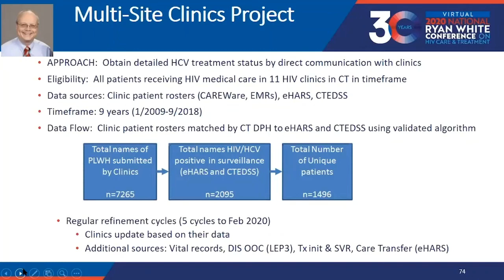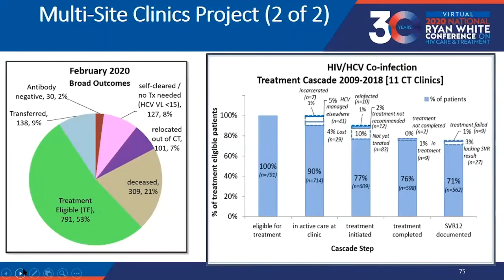So what Ralph did was he also created a cascade of care for these 11 clinics based on their clinical input. So he looked at 1,496 patients. He again went through a process, as of February 2020, of looking at surveillance data and talking to clinics. Again, because it was a 9-year time frame, there are people who are deceased, people who have relocated, people who have self-cleared, and a bunch of people who transferred their care out of these 11 clinics. Very data intensive, but in many ways clinically accurate.